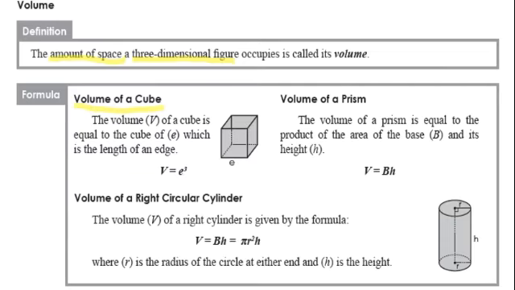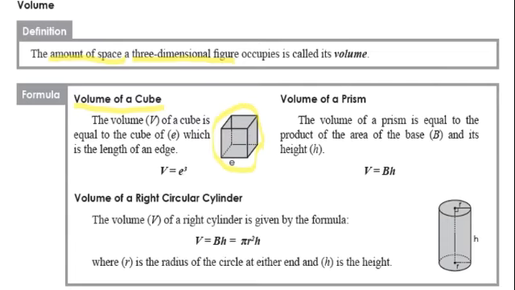Volume of a cube. A cube, class, you've seen a cube, for example a Rubik's cube. So this is a cube. The volume of a cube is equal to the cube of the edge. The volume is denoted by a big letter V, and the edge is denoted by letter e, the length of an edge. So the volume of a cube is equal to e to the power of 3, or e cubed, right?